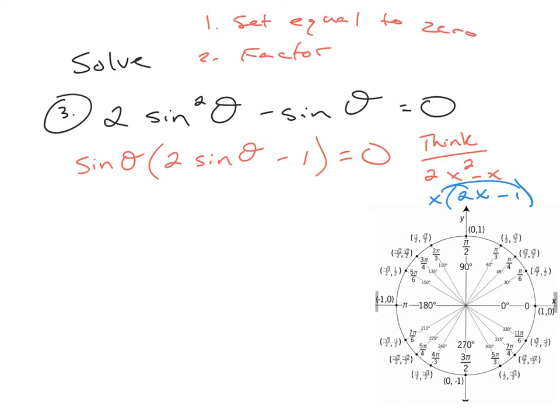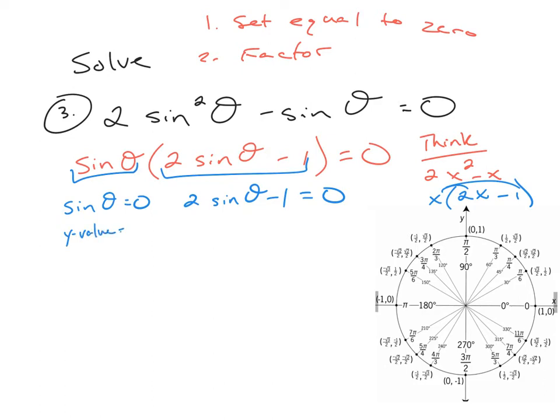Then we're going to set each of these parts equal to 0. So sine theta equals 0, and 2 sine theta minus 1 equals 0. We're going to solve both. So the first one, when do we have a y value that equals 0 on the unit circle? A y value of 0 happens two times, at 0 and at pi.